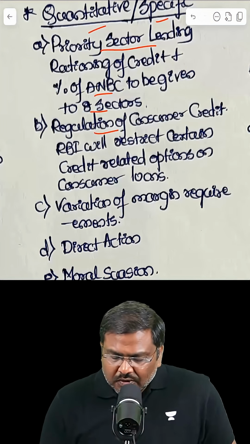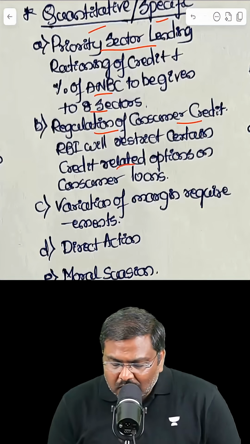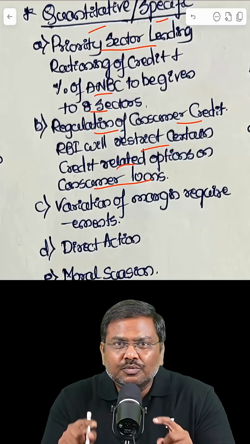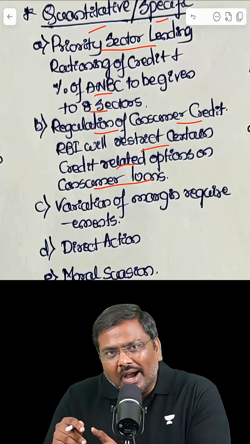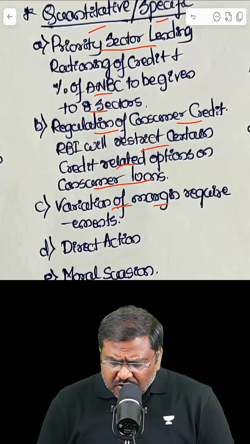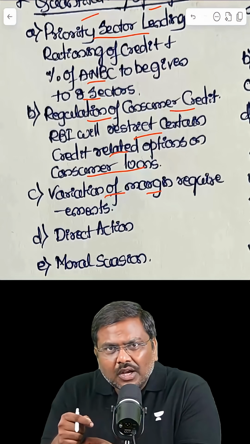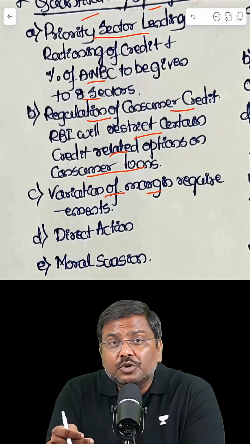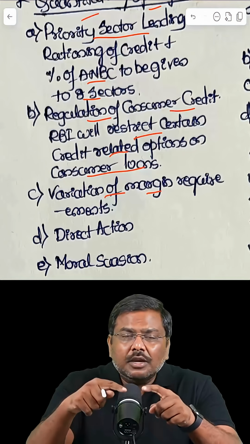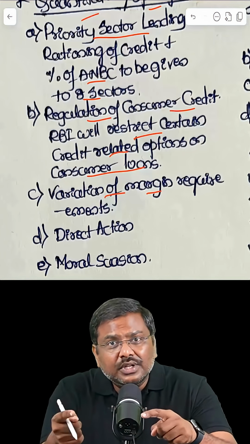Second, regulation of consumer credit. RBI will regulate access to certain types of loans which are given for the consumer segment. This will ensure either more loans are given or lesser loans are provided. Third one, variation of margin requirements. Whenever you take a loan, you'll have to make a certain part of contribution of the loan from your pocket. That is down payment, margin requirements. RBI will ask the banks to change it according to the requirement.